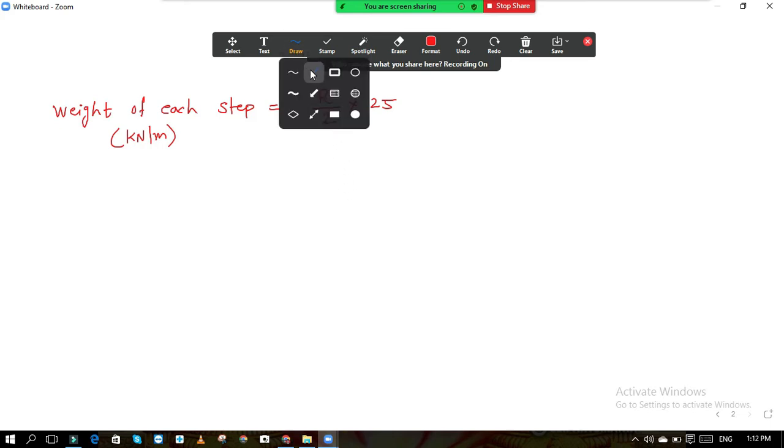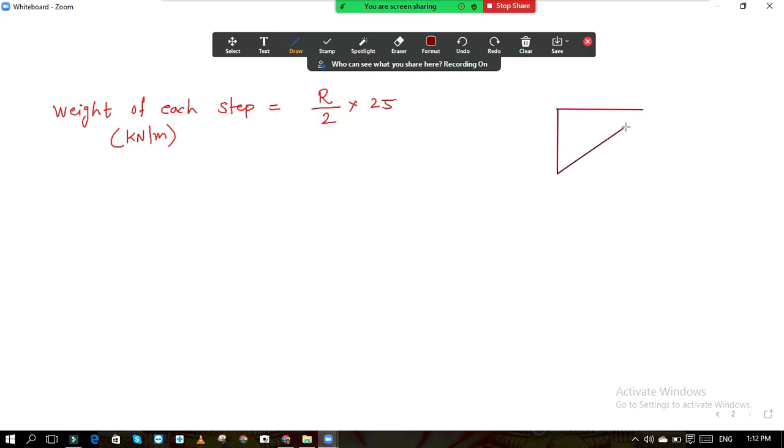So how does it come? Remember this. This is your riser. Then this is the tread. We will join these two lines. So now this is your riser, this is the tread, and this angle is 90 degrees. Here is the hypotenuse, which is under root r square plus t square. Now if I want to calculate the weight of each step, this is my first step.